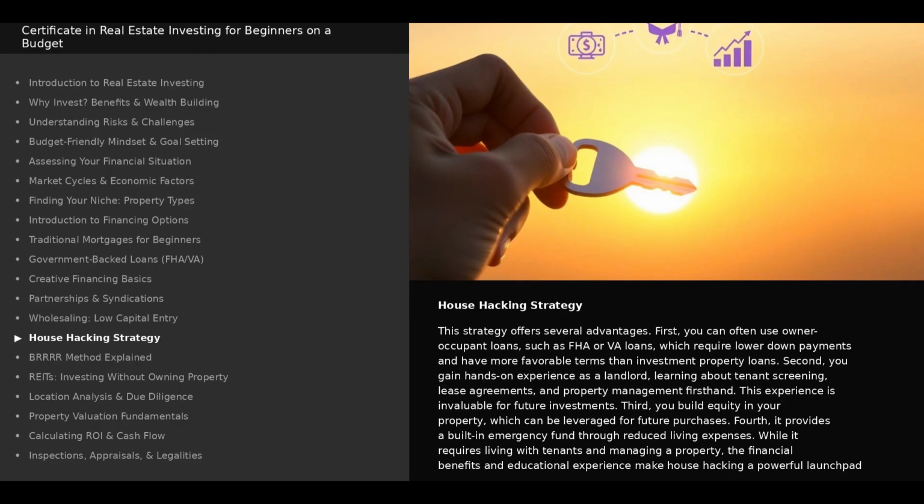Third, you build equity in your property, which can be leveraged for future purchases. Fourth, it provides a built-in emergency fund through reduced living expenses. While it requires living with tenants and managing a property, the financial benefits and educational experience make house hacking a powerful launchpad for aspiring real estate investors. It's a practical, budget-friendly approach to kickstart your portfolio and achieve financial independence.